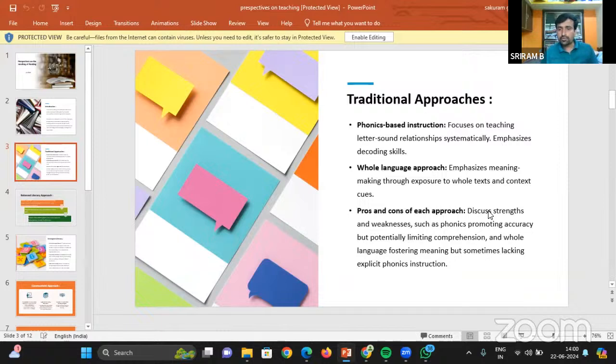So, whole language approach emphasizes meaning making through exposure to whole text and context cues. Whole language approach. What is the whole here? Whole. Full. Entire. Total. Emphasize that. Entire. Total. Great. Emphasizes meaning making through exposure.